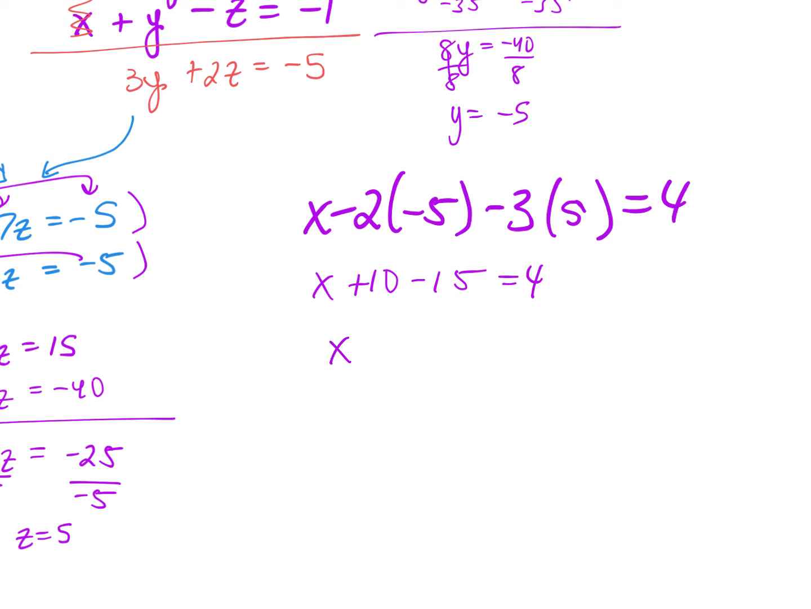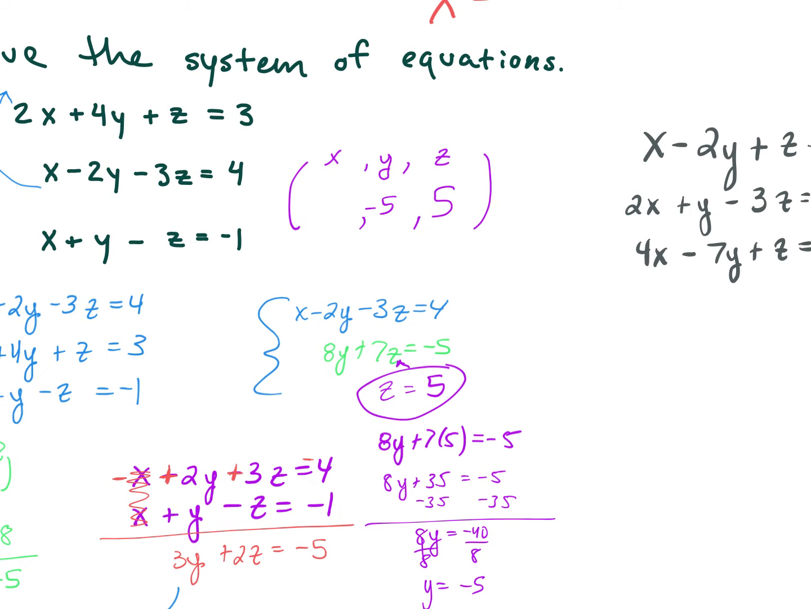So x, what's 10 minus 15? -5 equals 4. What do I do to both sides? Add 5. And I get x equals how much? 9. So x equals 9. Here is my answer, guys. This is my ordered triple.